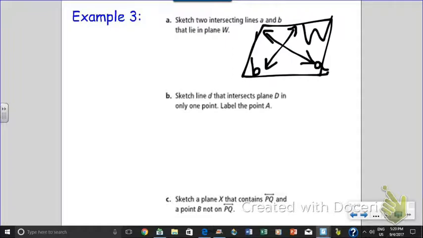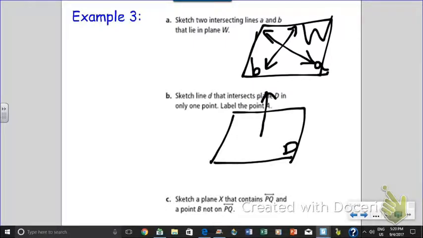Sketch a line D that intersects plane D in only one point. Label the point A. Lots of ways that we can draw this, but we have a plane D. We have a line D that intersects at point A. We'll label our line D.